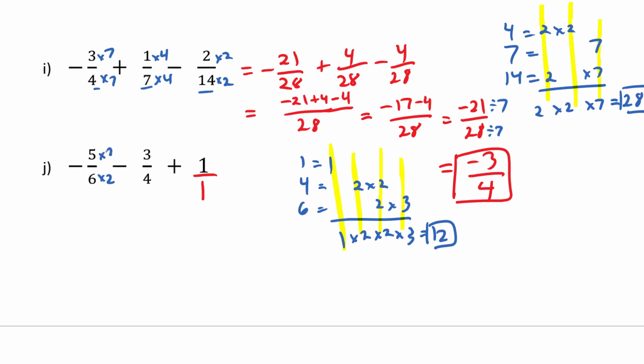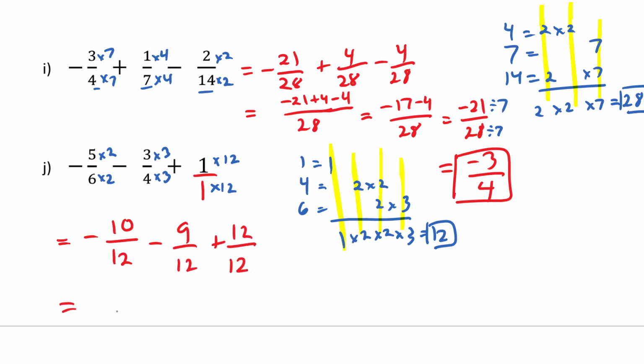6 times 2, 5 times 2. 4 times 3, 3 times 3. Times 12, do the same to the top. Here we now have minus 10 over 12, minus 9 over 12, plus 12 over 12. Common denominator is 12 here now. Minus 10, minus 9, plus 12. Minus 10 minus 9, minus 19 plus 12 over 12.